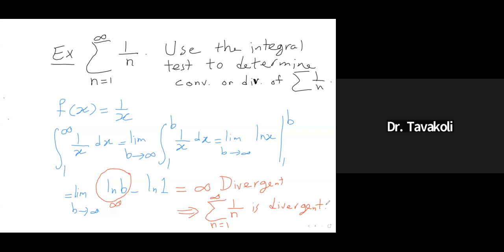If I wanted to use the divergence test, the limit of 1 over n as n tends to infinity is 0. And when the limit of the general term is 0, the divergence test is inconclusive. It doesn't give me any information about convergence or divergence. That's why here I use the integral test.